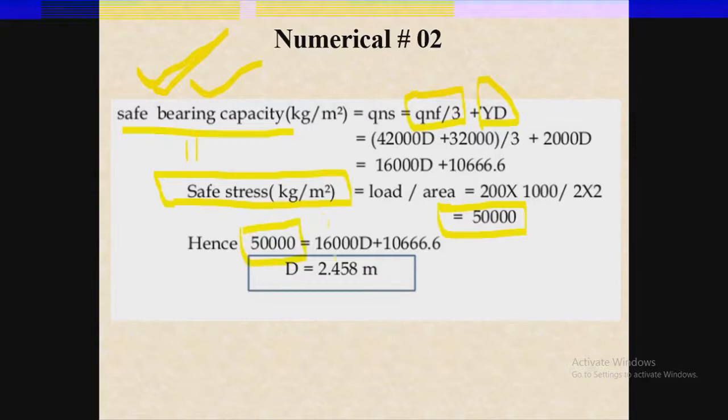Now solving this equation, we can get the value of D as 2.458 meter. So this is how we can find the depth of the foundation if the width and other data of the equation are given.